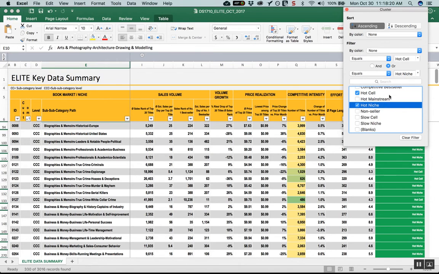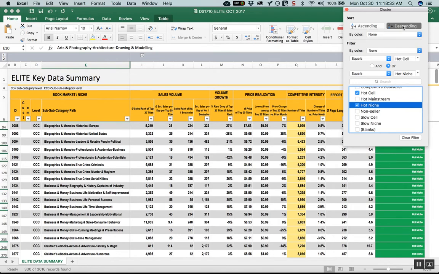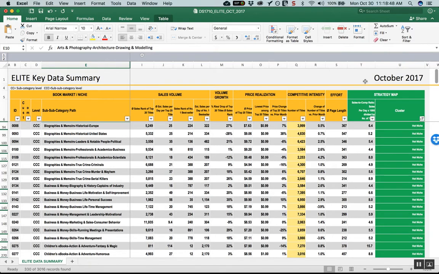Okay? So the next thing we want to do, now that we have picked what we're going to be looking at, is tell it that we want it to descend, meaning we want the best ones at the top, followed by going down to least attractive. So I've clicked on descending and I have said that I want the hot sell and the hot niche ones. Okay. So all I have to do is click out of that. And I forgot to do this, but we started out with 3,016 records found in this report.